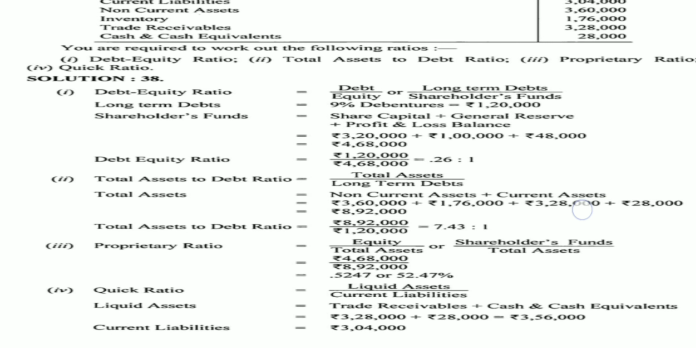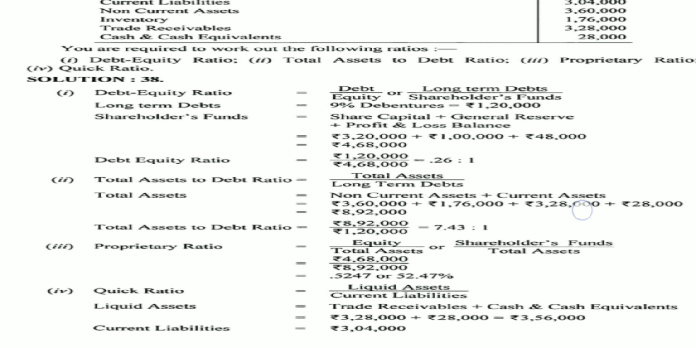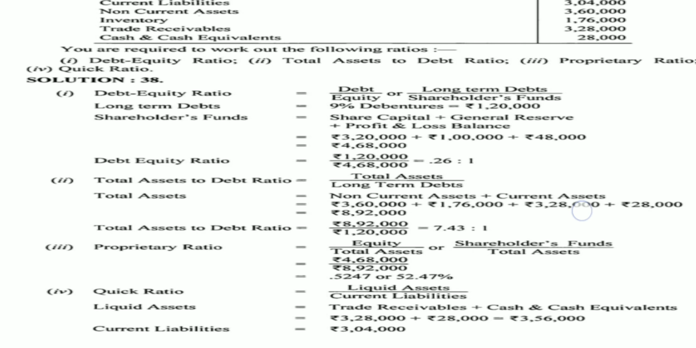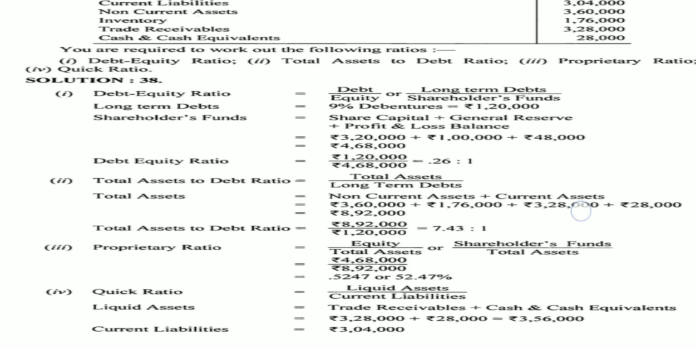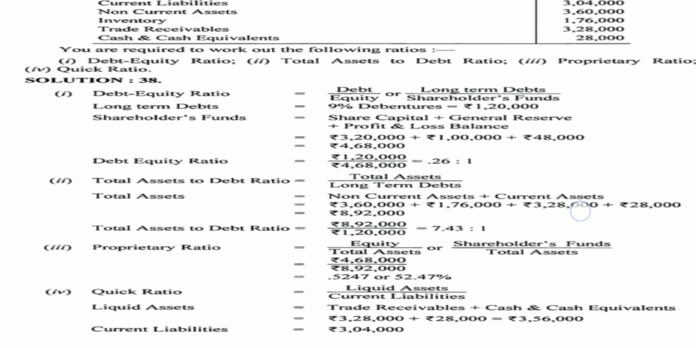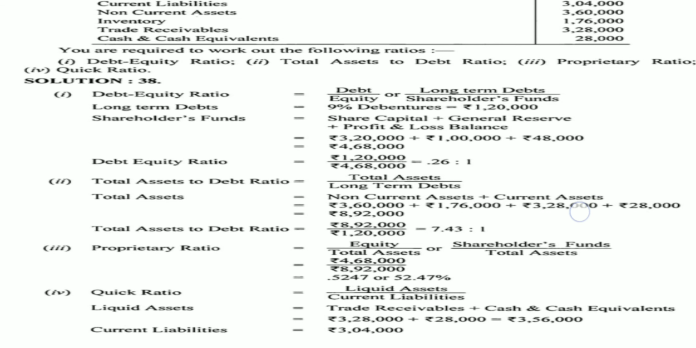So by pausing the video here and solving the question, here I end my video, and in the next video we will discuss some more ratios which are based basically on the P&L account.